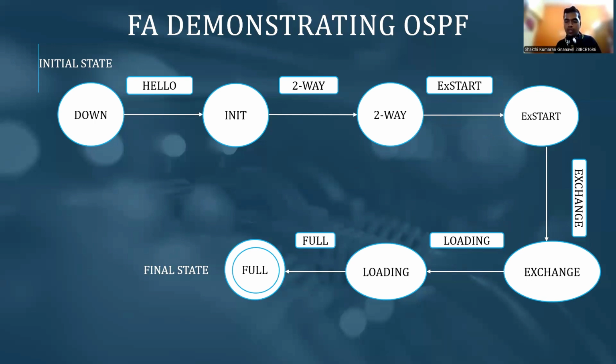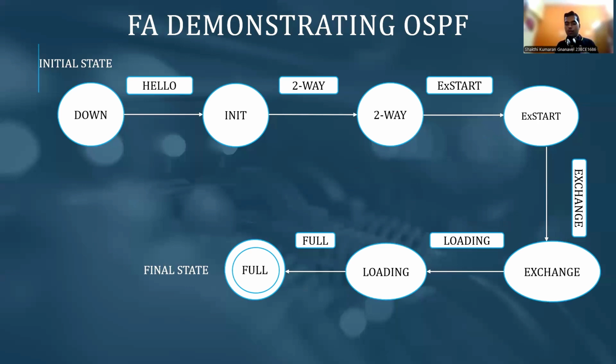Down is the initial state. When a router receives a hello packet from a neighbor, it transitions to init. In init, if the router receives its own ID in the neighbor's hello packet, indicating bidirectional communication, it transitions to two-way. In two-way, if the neighbor relationship is eligible for adjacency formation, for example, the router is a designated router or a backup DR, the router transitions to EXSTART.